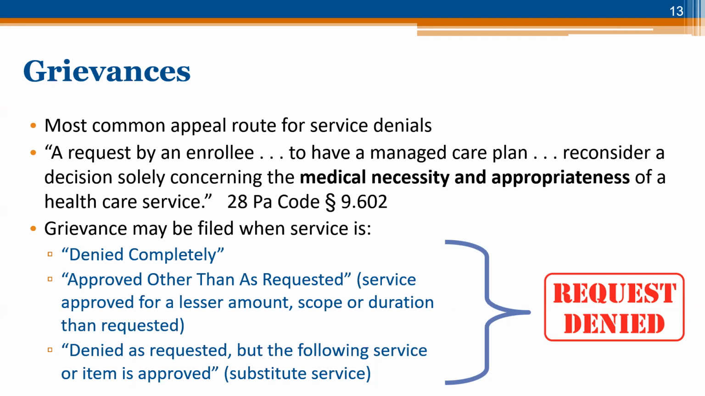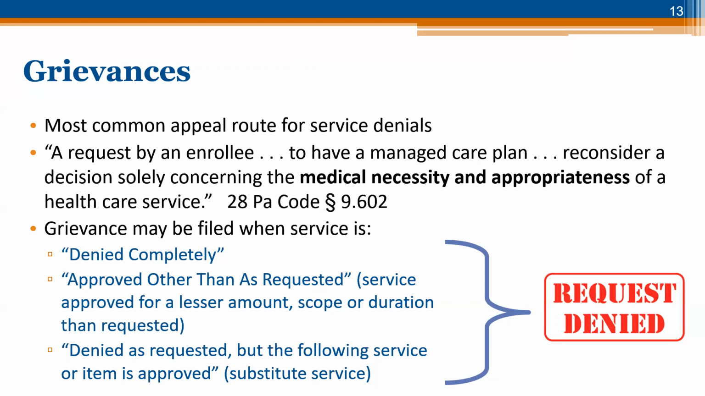And really a grievance has to do with whether or not the service that's being denied is medically necessary or appropriate. And there are three main types of service denials we see. We see services denied completely. Nope, we're not approving that surgery. We see services approved other than as requested. So they say, okay, we'll give you this service, but we're not going to give it the way you want it, not in the same amount or scope or for the same length of time.